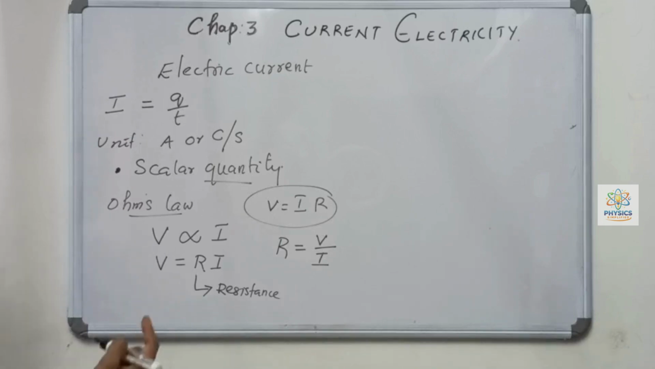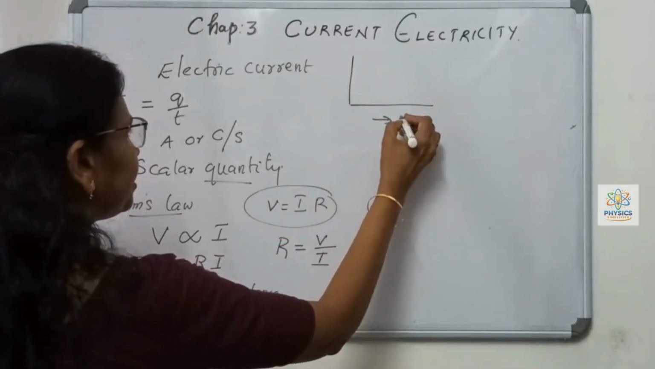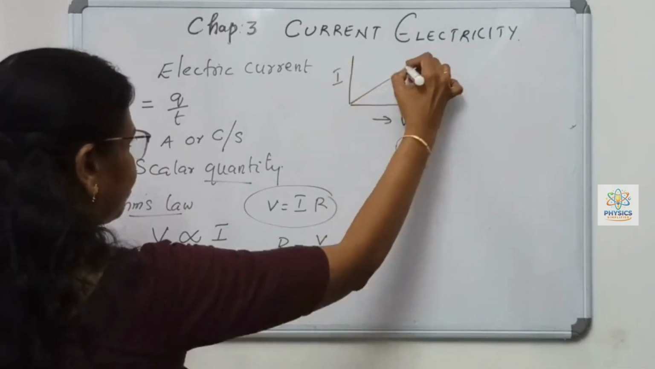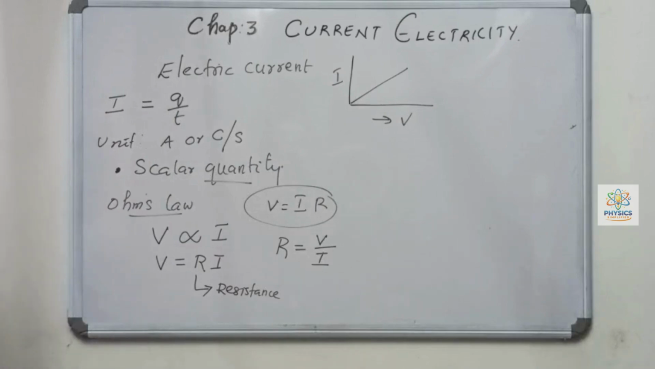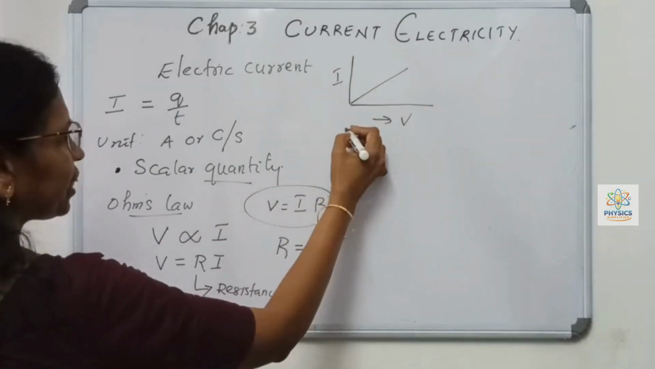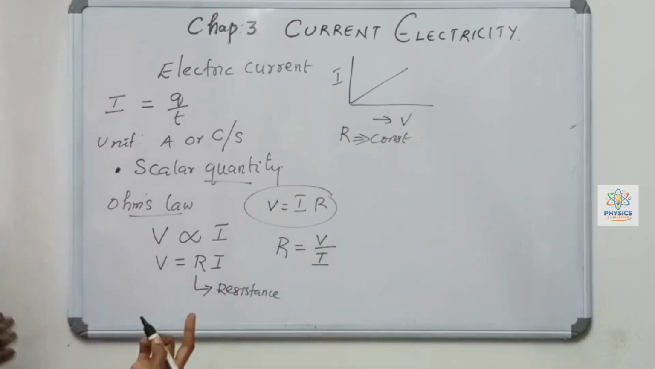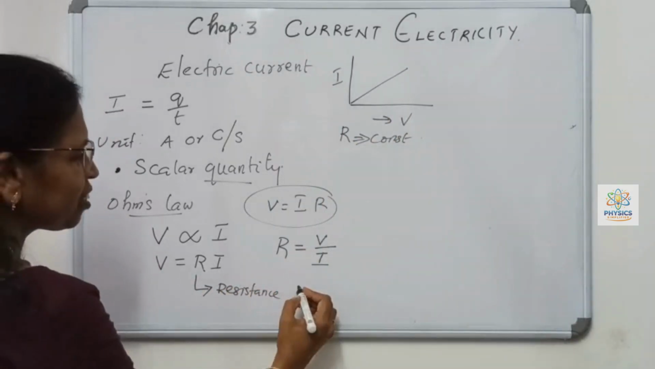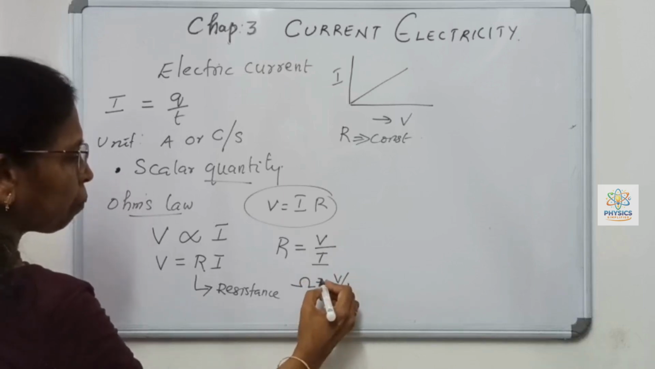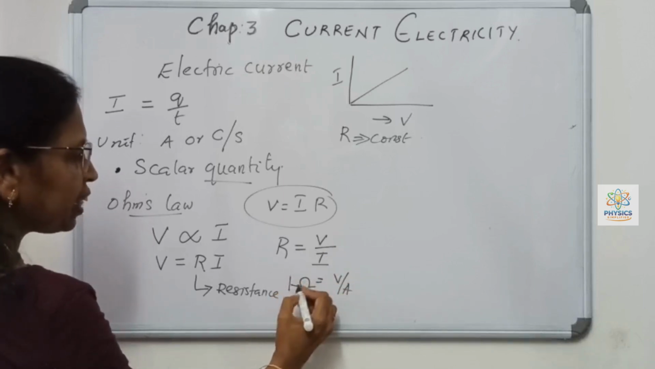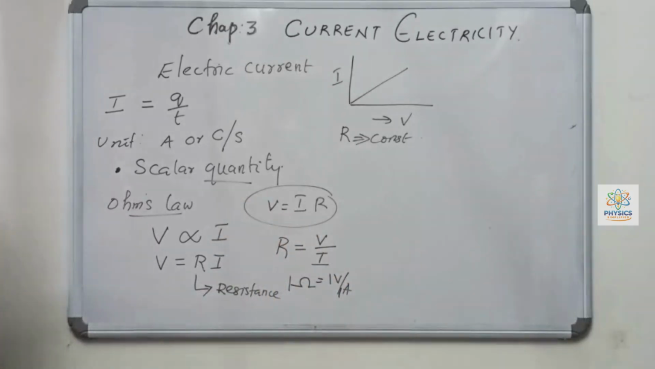So if we draw a graph between potential and current, we will get a straight line. If we get a straight line, it means it always obeys Ohm's law. Here the resistance of the conductor always remains constant. The unit of resistance is ohm, or volt per ampere. So 1 ohm is equal to 1 volt by 1 ampere.